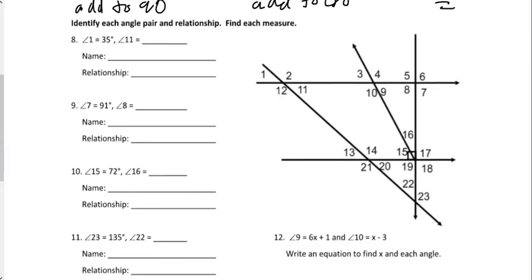All right, looking over here, just like on the worksheet we did. Angle 1 is 35, sorry, my bad. So here's angle 1. What is angle 11? Well, those are vertical angles, so also 35 degrees. And we're going to say linear pair. No, we're not. Because they're not. We're going to say vertical angles. Okay? And the relationship is congruent.